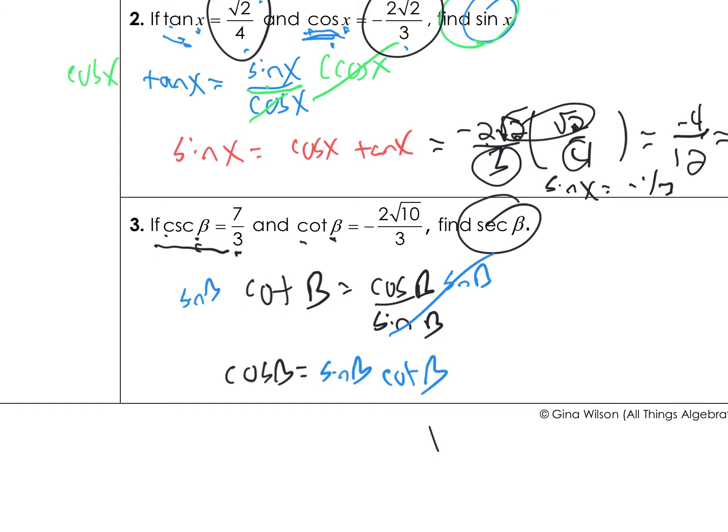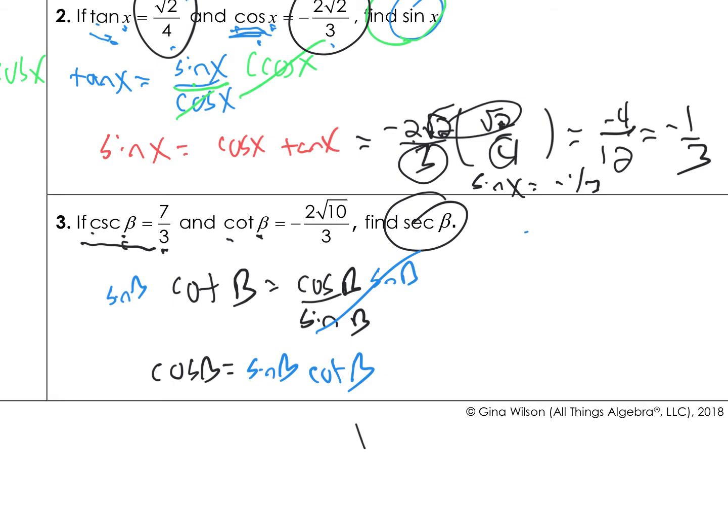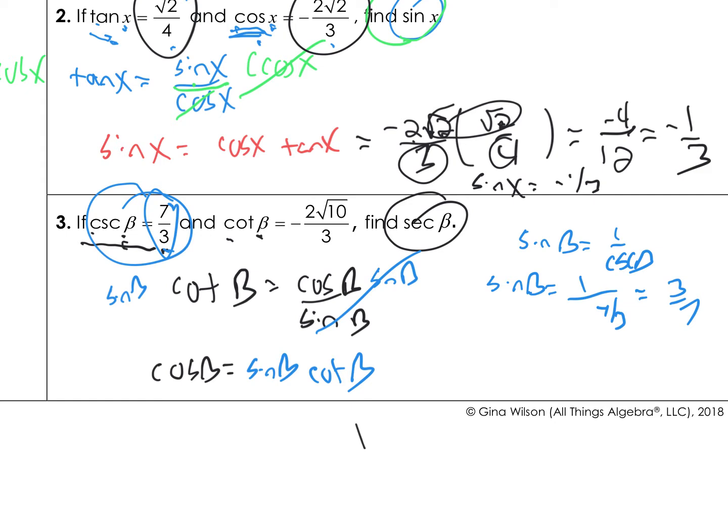And I know what you're saying. I don't have sine. You're right, I don't. But sine of beta is equal to 1 over cosecant of beta, which is what I have here. So I can come up with an expression for sine by saying sine of beta is 1 divided by the 7/3 right here. Well, when I take 1 divided by 7/3, that's the same thing as 1 times 3/7. That's 3/7. So now I have sine.